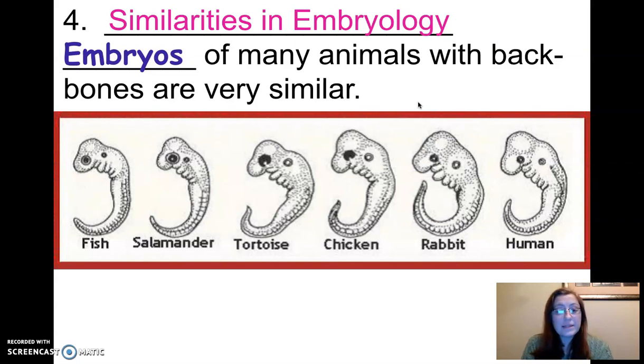So take a look at these embryos and look at what organisms they all come from. If we played a matching game, how many of you think you could correctly match the early embryo with its final organism, with what it eventually looks like when it's born later? You couldn't, right? So why do we see so many similarities in early embryos of these animals that all have backbones? Again, it is pointing to a common ancestor.